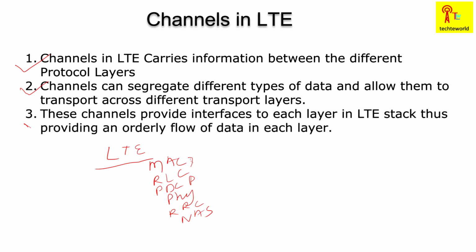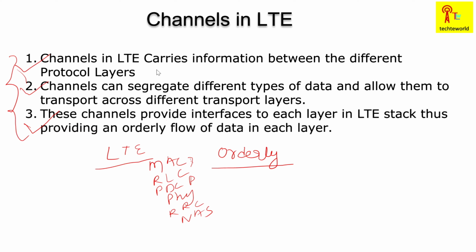The third role which channels provide is the orderly flow of data. The channel provides the interface to each layer in the LTE stack, and thus provides an orderly flow of data in each layer. So we should remember that for the functionality of channels in LTE, channels provide the orderly flow of data. These are the three important definitions for the channels in LTE.